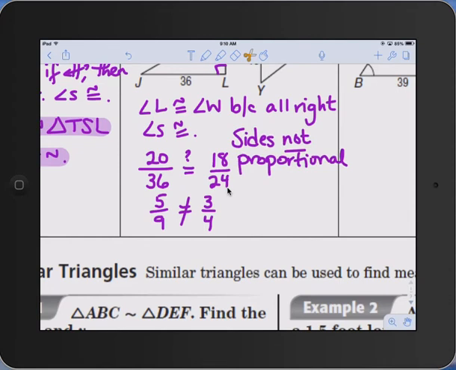Since the sides are not proportional, so the triangles are not similar.